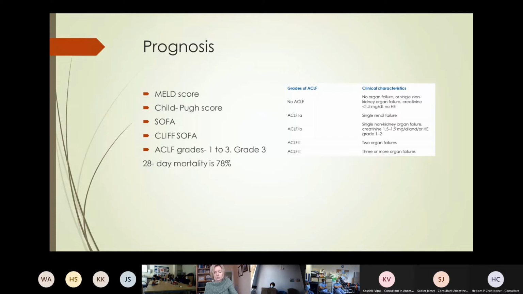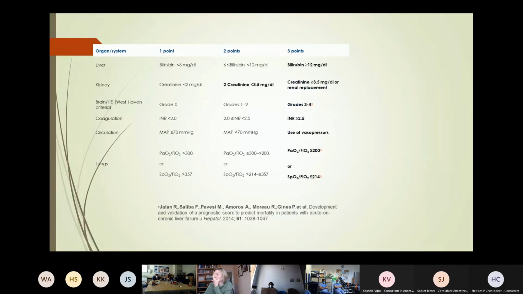And then there is acute liver failure, grades 1 to 3. The table here shows the grades of acute liver failure. So the 28-day mortality with acute liver failure grade 3 is about 78%. So that is the organ failure SOFA score.